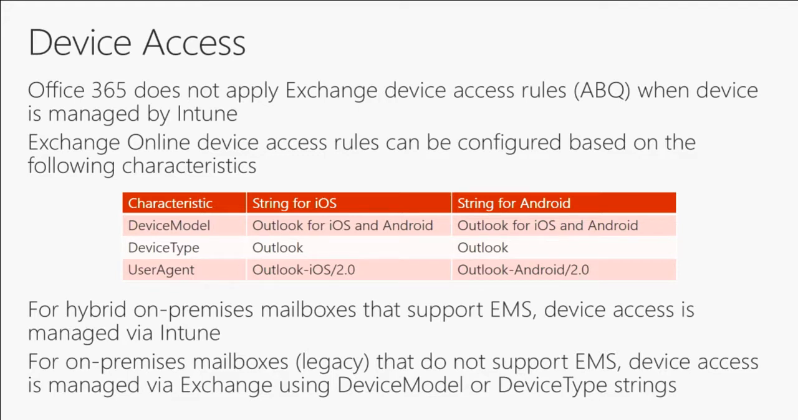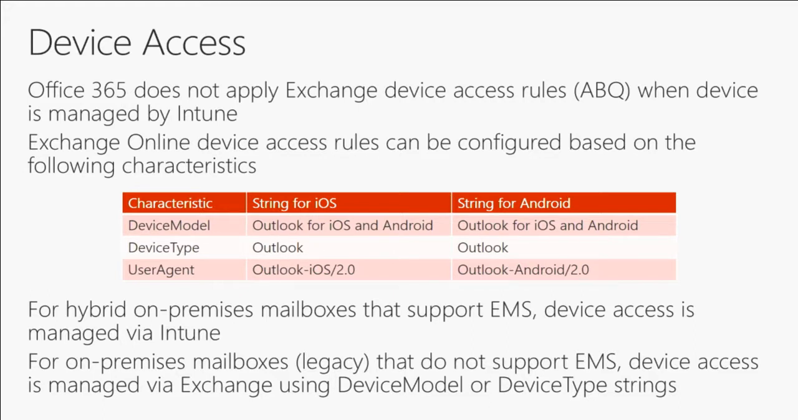If you're not using Intune and you want to use device access policies or allow, block, quarantine rules, then these are the characteristics we support: device model, device type, and user agent. Device model and device type haven't changed over the years. We did make a change when we announced the cloud architecture for Office 365 accounts, and that is we segregated Outlook for iOS and Outlook for Android via the user agent, so that if you wanted to block Android devices and be an iOS-only shop, you could do that through a device access rule in Exchange. You can also do that in Intune if you wanted to as well.